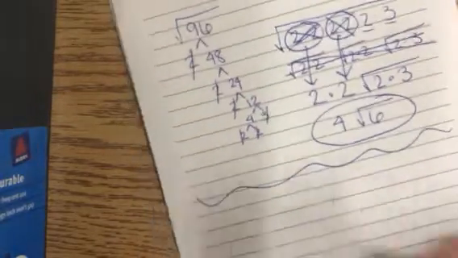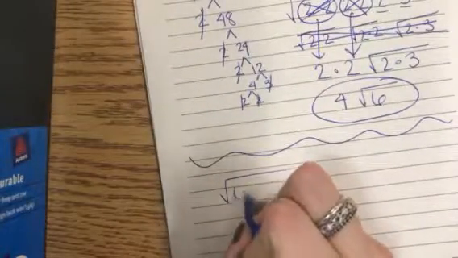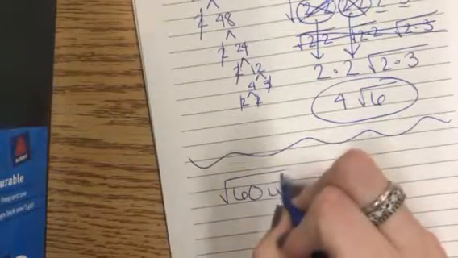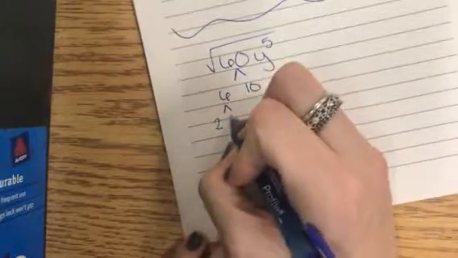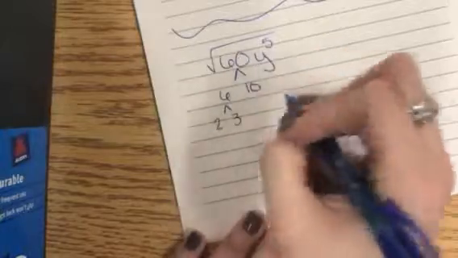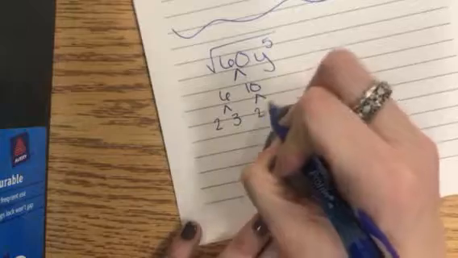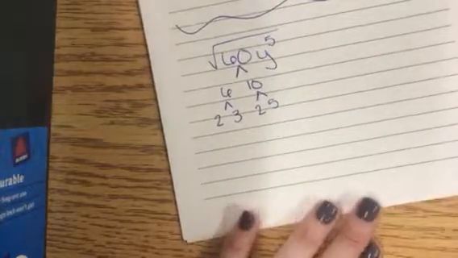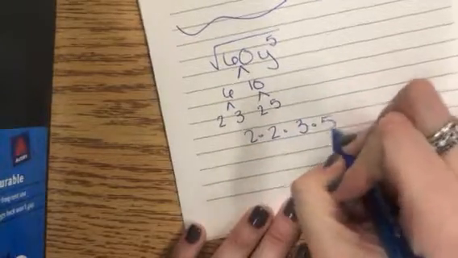So let's look at another one. Maybe let's say we want to simplify the square root of 60y to the fifth. Okay, again, we're going to start by prime factoring. So 60 splits into 6 and 10, 6 splits into 2 and 3, and then 10 splits into 2 and 5. 6 is 2 and 3, 10 is 2 and 5. So if I put those in order, it's a 2, a 2, a 3, and a 5.